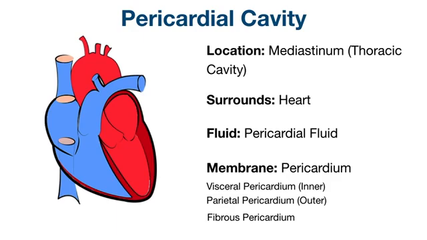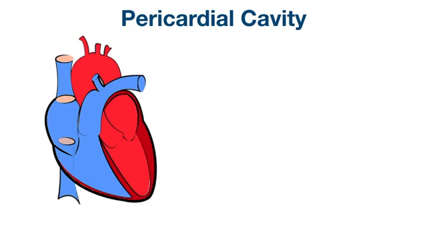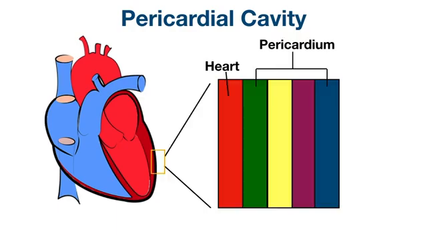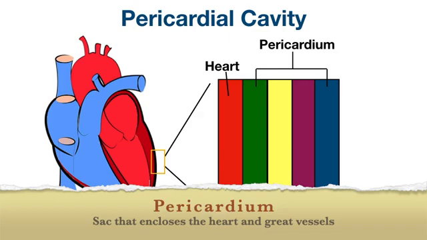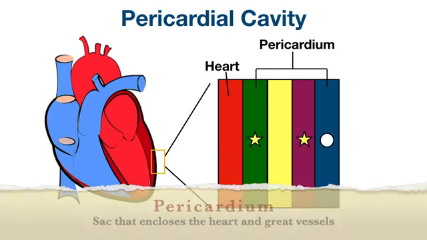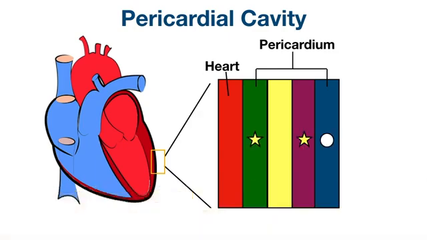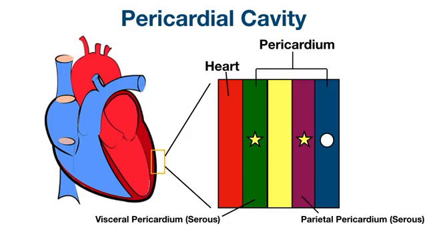Let's look at an image to better understand this. If we zoom in on the outside of the heart, we can see the heart is surrounded by the layers of the pericardium. The pericardium can be divided into a double-layered serous membrane represented by the stars and an outer fibrous membrane represented by the circle. The inner layer of the serous pericardium is the visceral pericardium, and it surrounds the heart. This is similar to the visceral pleura that surrounded the lungs. The parietal pericardium is the outer layer of the serous membrane, and it lines the inside of the fibrous pericardium.